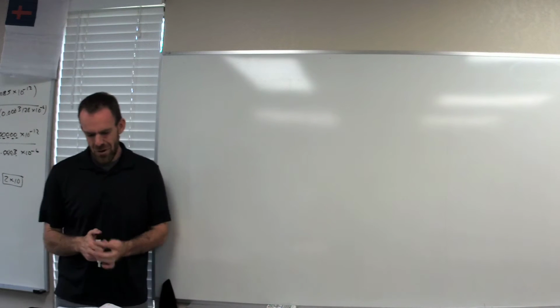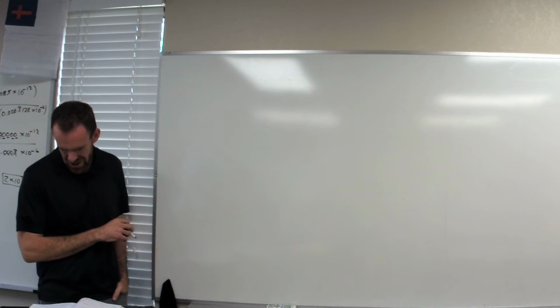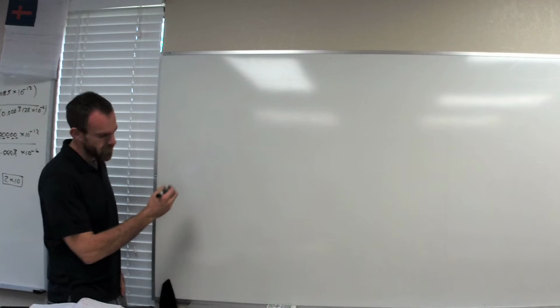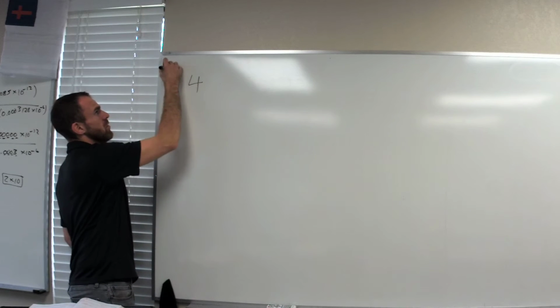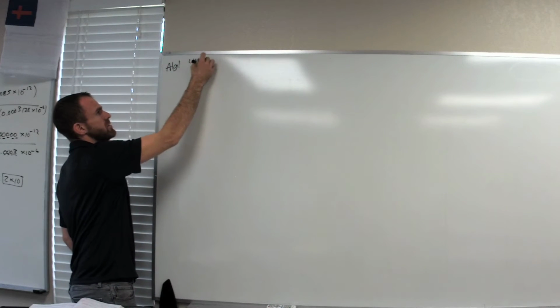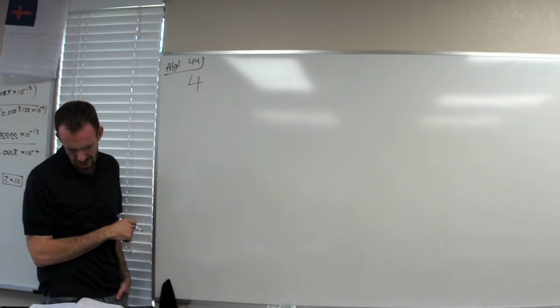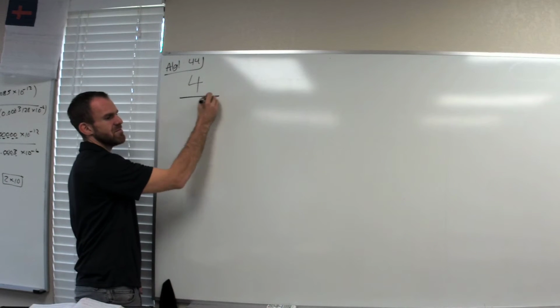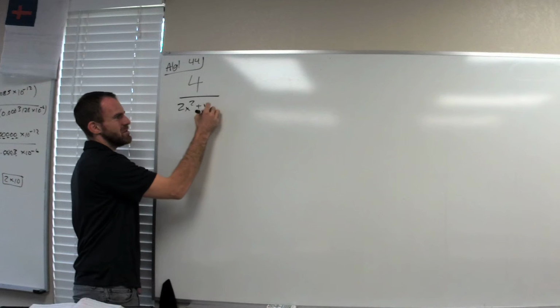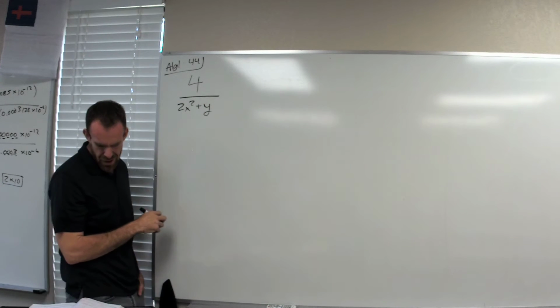Right, so problem set 44 is adding unusual things. So we are going to do the following. We have 4 over 2x squared plus y, and we are subtracting.